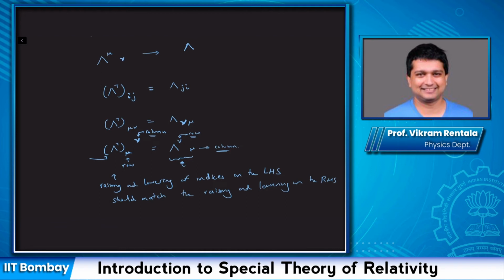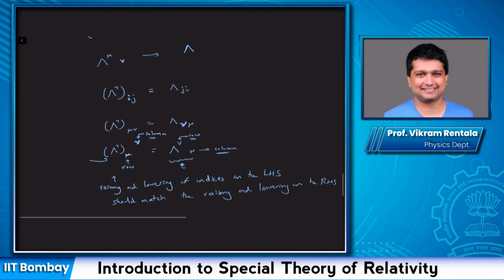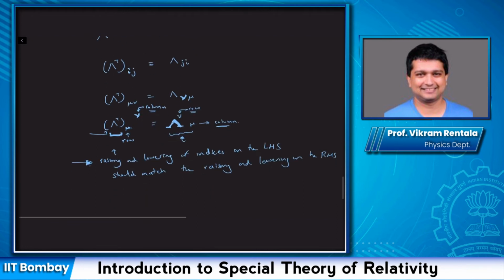Okay, so the rule that we prefer is this rule, which is that for the transpose matrix, we match the upper and lower indices not by whether it's a row or a column, but by comparing with the indices of lambda. Okay, so this is the preferred rule. So this overrides rule 2 for something like lambda transpose.